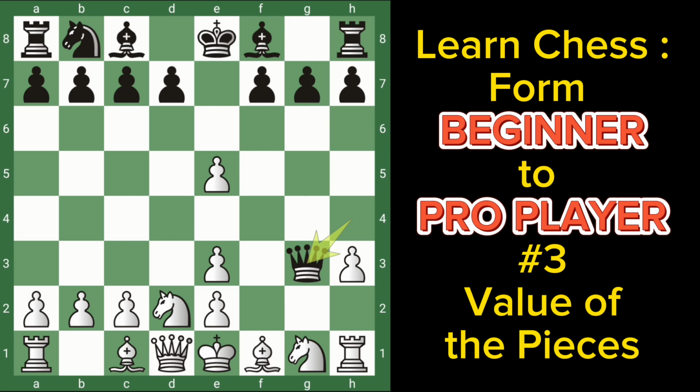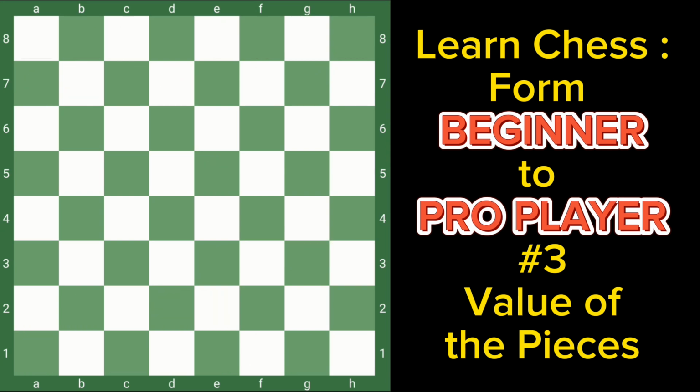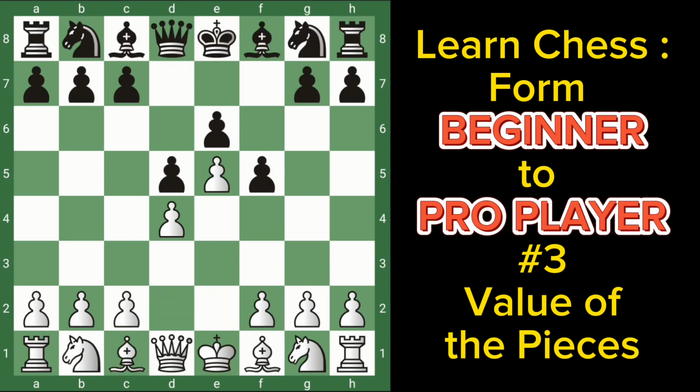For the sake of comparison, here is that game in the condensed style of notation. A. Gibaud, F. Lazare, Paris, 1924. 1. D4 Knight F6 2. Knight D2 E5 3. D takes E5 Knight G4 4. H3 Knight E3. White resigned.